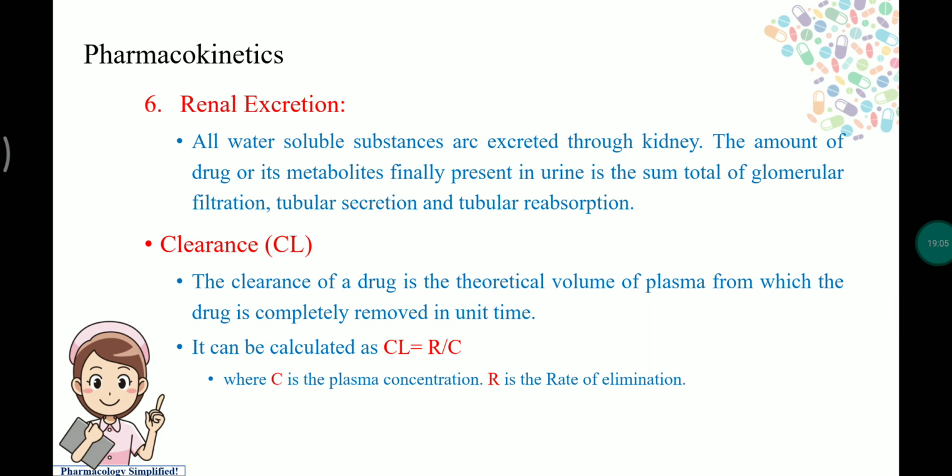And coming to clearance. Clearance is defined as the volume of plasma from which the drug is completely removed in a unit time. That means the drug present in the plasma which is removed completely from the body is called clearance. It can be calculated as CL is equal to R by C, where R is the rate of elimination and C is the plasma concentration.